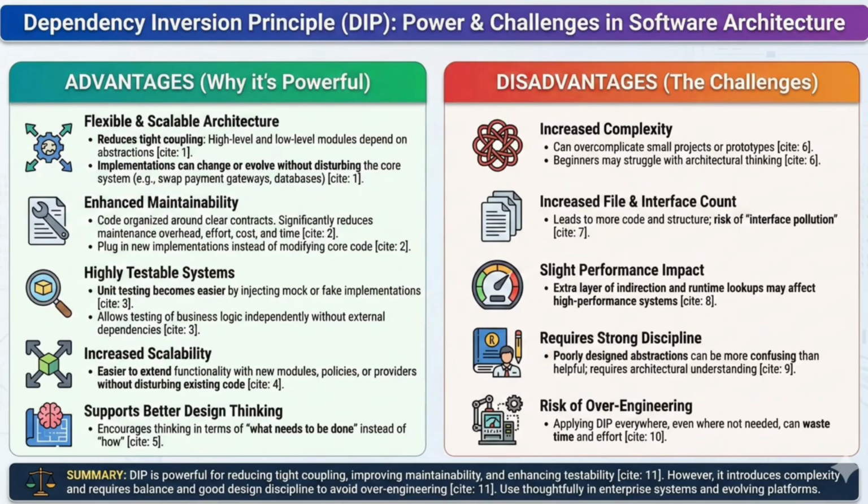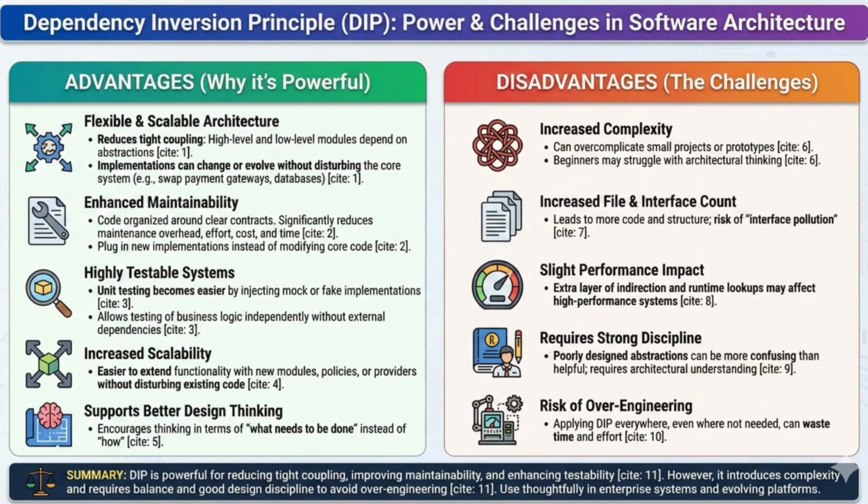However, it also introduces complexity, increases code size, may slightly impact performance, requires good design discipline, and can lead to over-engineering if blindly applied. The key is balance. Use DIP wisely where it brings real architectural value, especially in enterprise systems, financial systems, government applications, large products, and evolving software platforms. When applied thoughtfully, it transforms ordinary code into professional, scalable, and robust software architecture.